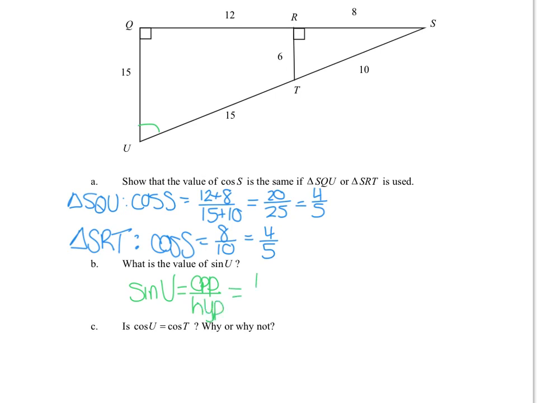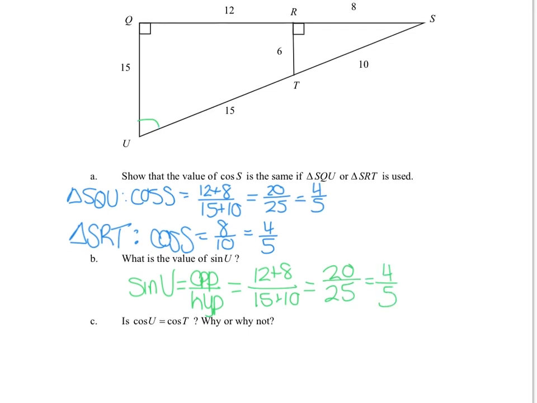means opposite over hypotenuse. And our opposite is going to be 12 plus 8. So this entire length is the opposite of this angle over my hypotenuse, which is this entire length. So 12 over 8 plus 15 plus 10. 12 plus 8 is 20. 15 plus 10 is 25. And this simplifies to 4/5.